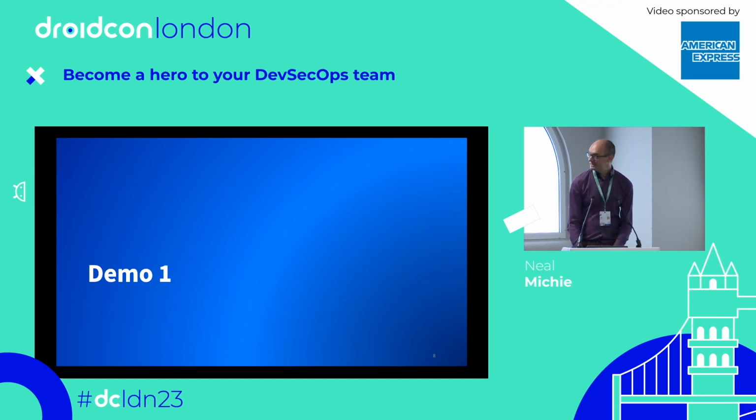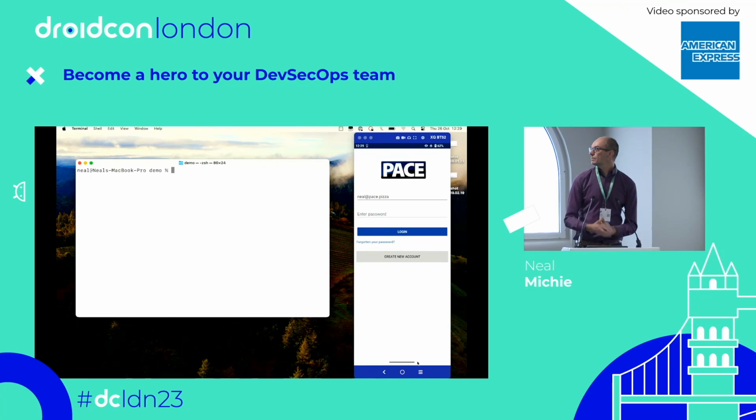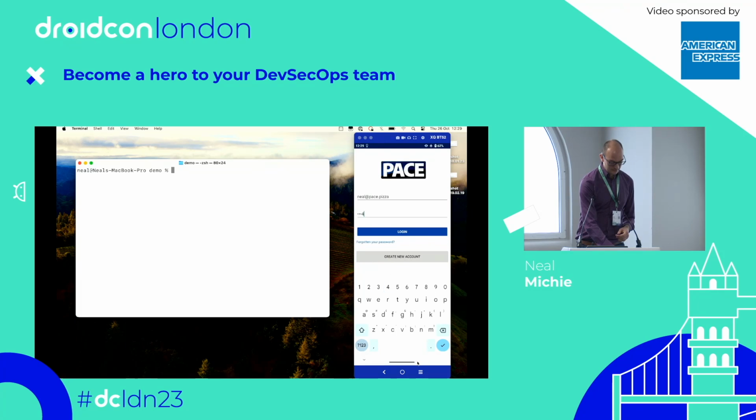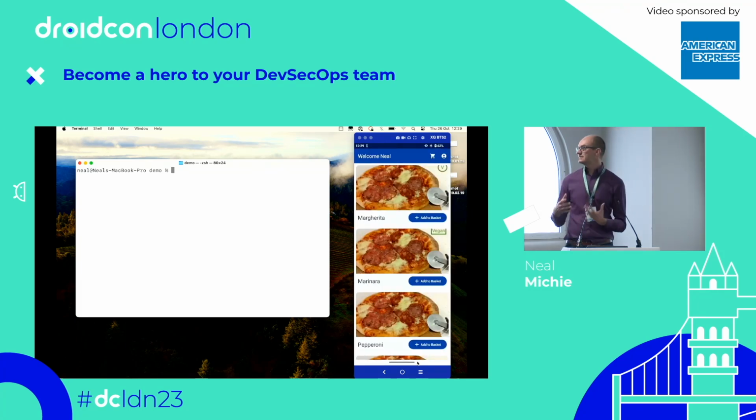So let's see if this works. Okay, so on my phone, I have a simple application, designed for demo purposes. The application allows me to log in, it connects to the server, sending an API key, and then once I'm logged into the service, I can now order pizza from my favorite takeaway, Pace Pizza.